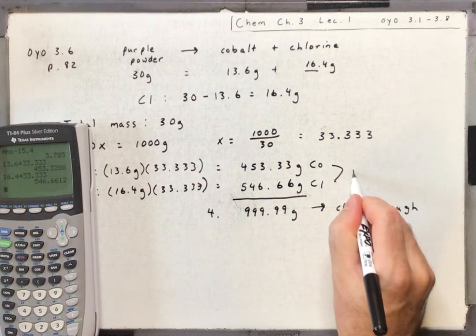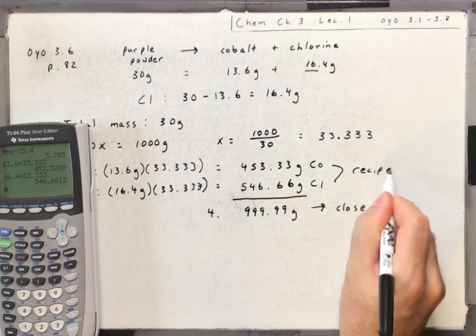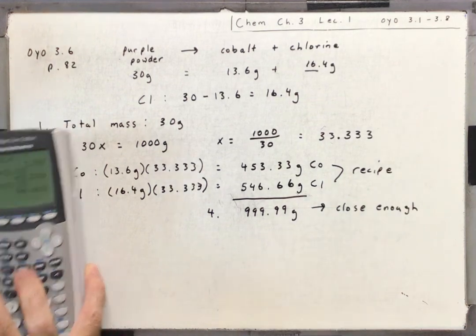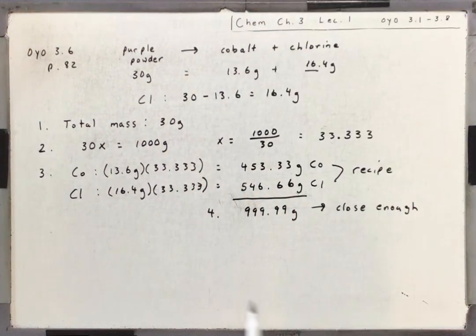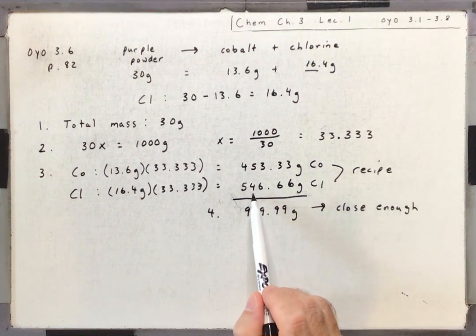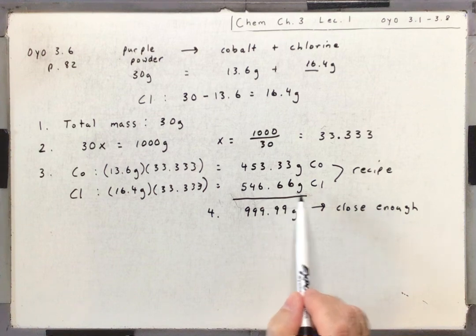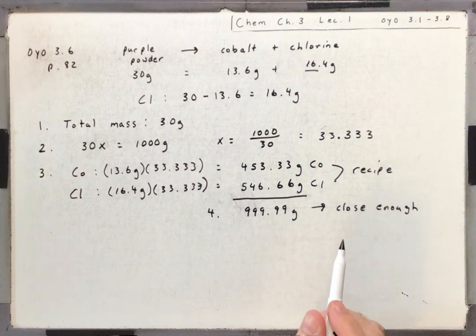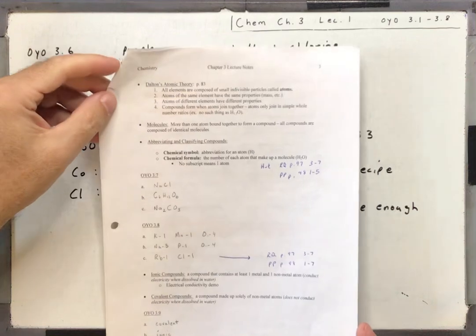So here's our answer. This is our recipe. So if you want to make 1,000 grams of this purple powder, you would need 453.33 grams of cobalt and 546.66 grams of chlorine. All right, so that's really the only math in this chapter. So let's go ahead and do just a little more.